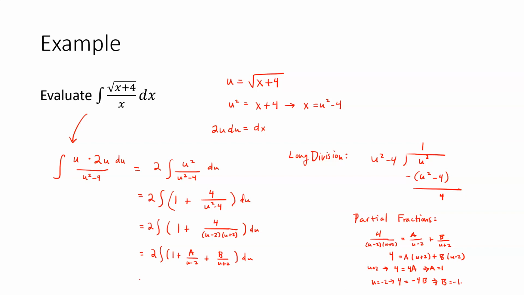Okay, so now our partial fractions. We've got 2 times the integral of 1 plus 1 over u minus 2, we found A was 1, minus 1 over u plus 2, we found B was negative 1. And so now we're ready to integrate. This integrates pretty easily from here. We get 2 times the integral of 1 will be u, plus ln of u minus 2, minus ln of u plus 2.